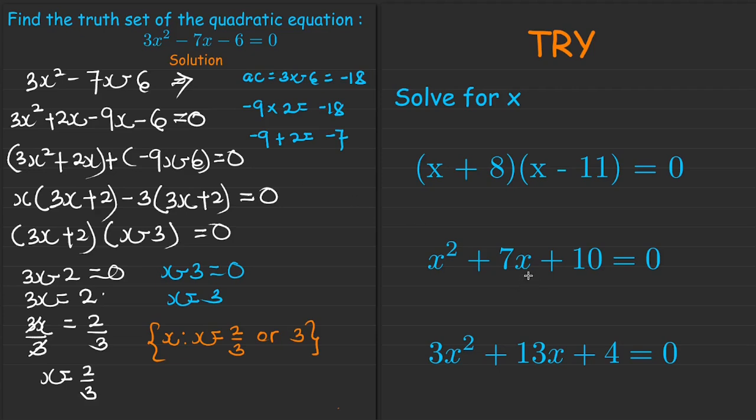So here are 3 questions you can try on your own. It says you have to solve for x. This one applies to the zero product rule. And then for these two, you would have to factorize them and then continue from there.